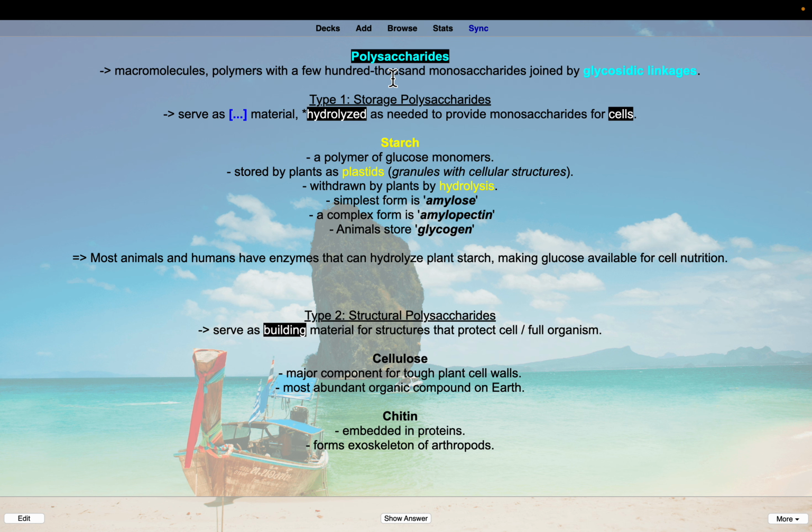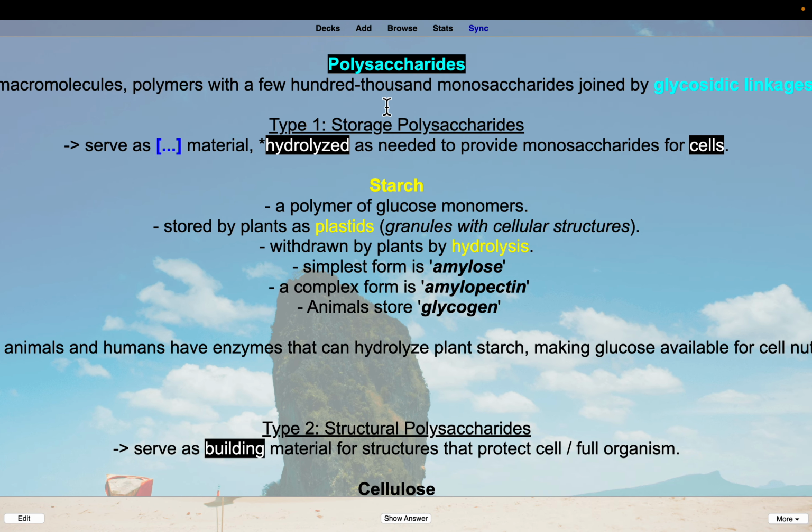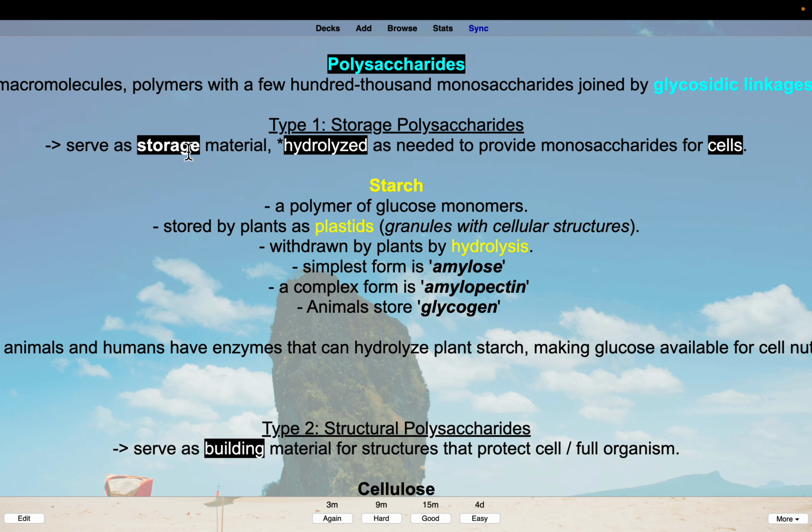Polysaccharides. These are macromolecules and polymers with a few 100,000 monosaccharides joined together by, again, a process called glycosidic linkages. So we have two types of polysaccharides, type 1, type 2. For type 1, we have storage polysaccharides. They serve as storage material, like, literally, from the word storage, they store. They are hydrolyzed as needed to provide monosaccharides for the cells.